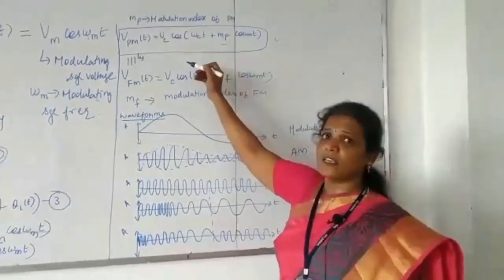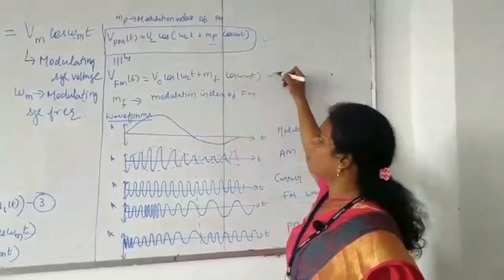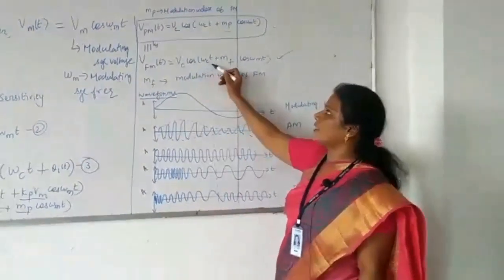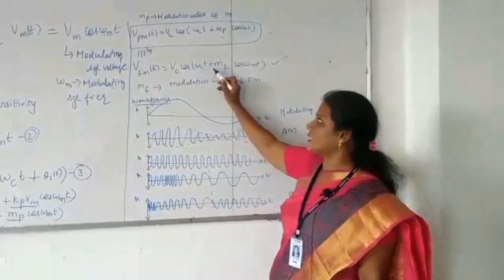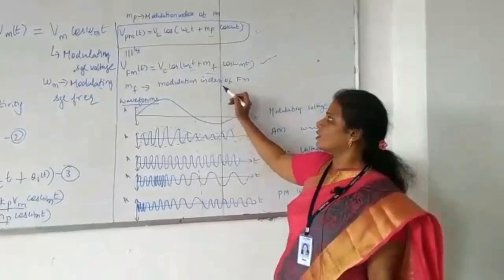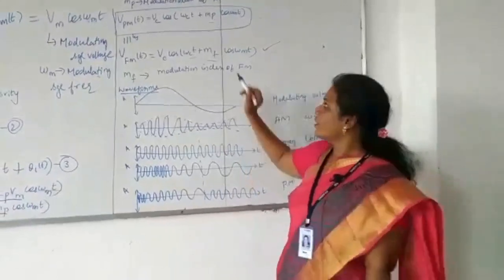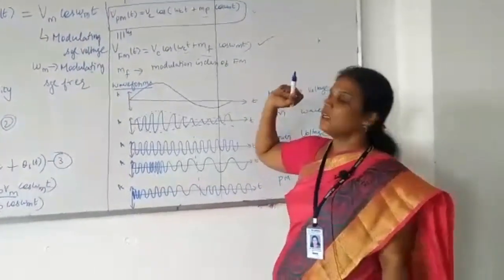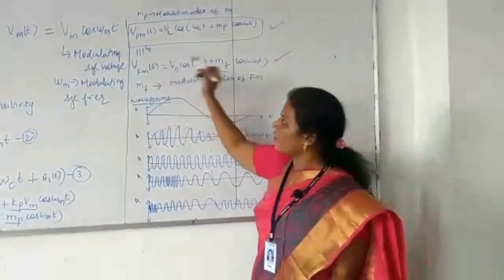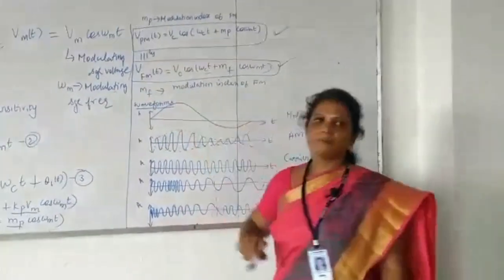Since the phase modulated signal is analogous to the frequency modulated signal, similar to phase modulation, the frequency modulated signal can also be written as Vfm of t is equal to Vc as usual, cos of omega ct plus, instead of Mp you replace it by Mf for frequency modulation, where Mf is the modulation index of FM. So it is Mf into cos omega mt. This is the mathematical expression for phase modulation, and this is the final expression for the frequency modulated signal.